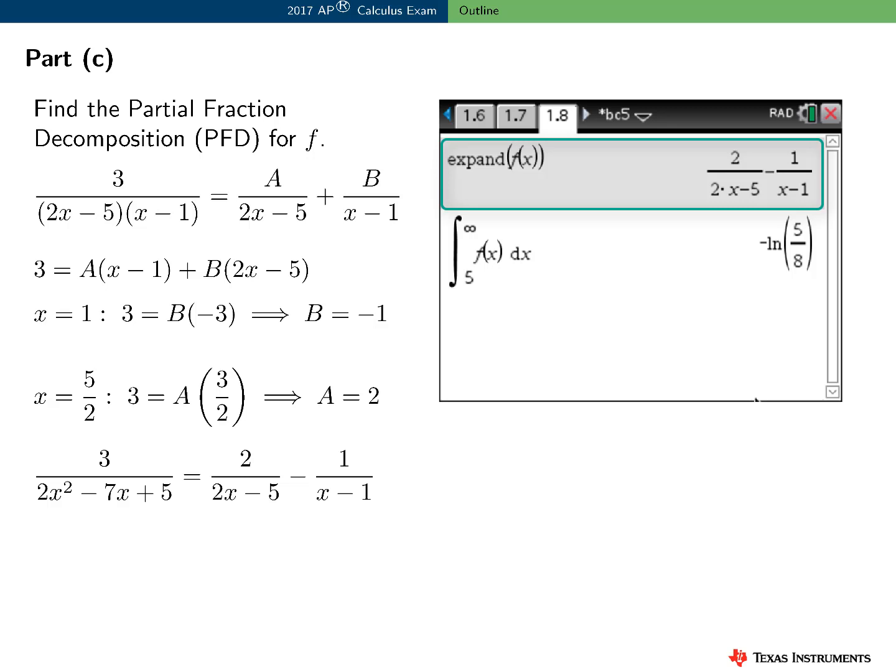With technology, the TI-Nspire can find the PFD very quickly. Now remember, I already have f defined. So on a calculator page, I used the command expand. And the result is the PFD. Pretty cool. And I can even find the value of the improper integral. Even cooler. Yes, there's a negative sign in front here. But notice that the argument is 5/8, not 8/5.